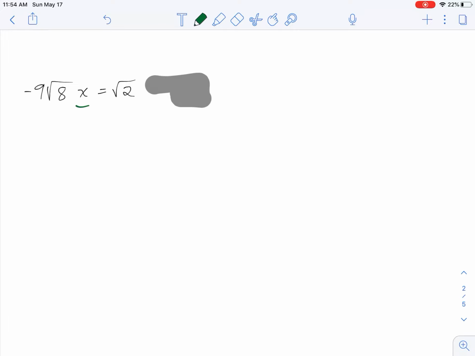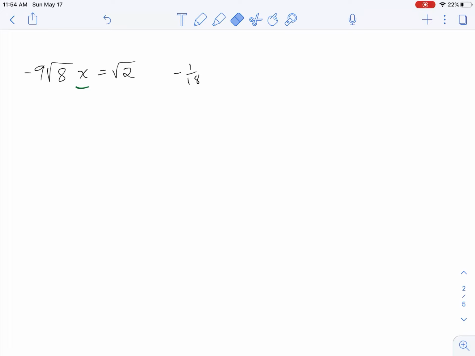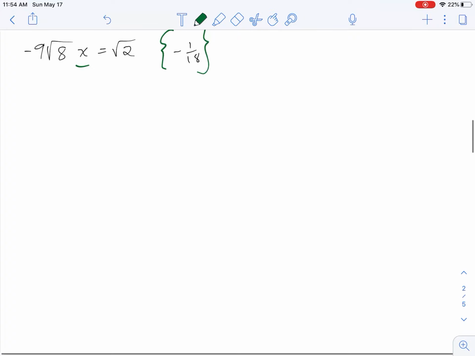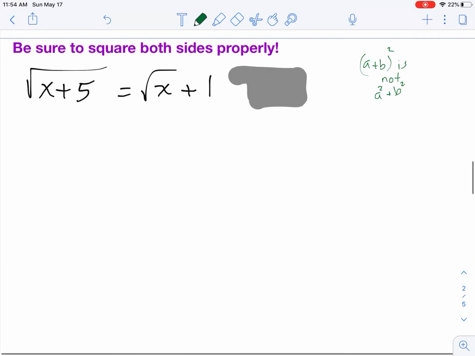But here, you might want to simplify first because I'm seeing a root 8. And you would divide both sides by -9 root 8. And go ahead and pause the video, practice, and get that answer. Welcome back. Your answer should be -1/18. All right. Just again a reminder, please be careful to square both sides properly.